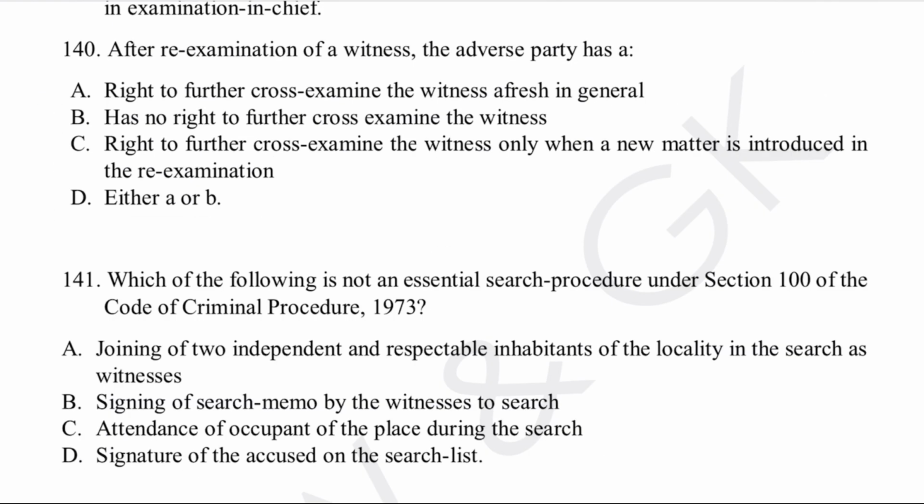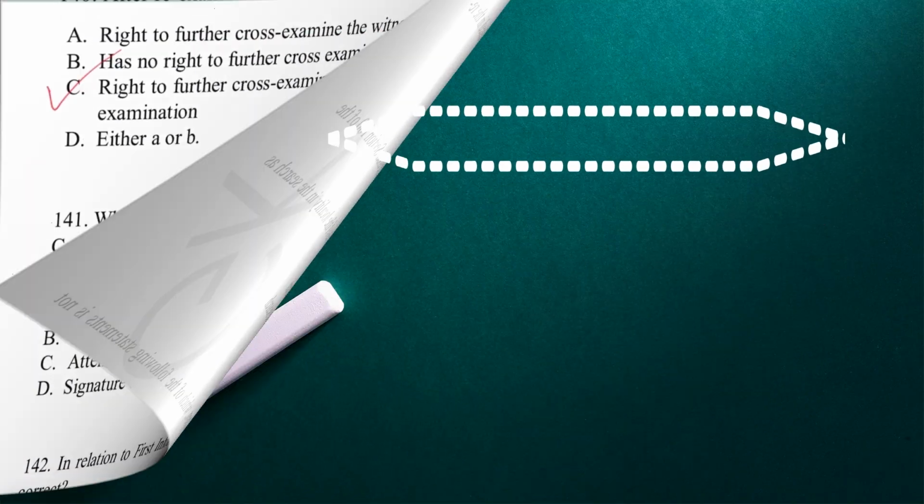Now come to question number 140. After re-examination of a witness, the adverse party has the right to further cross-examine the witness afresh; in general, has no right to further cross-examine the witness; or option C, has the right to further cross-examine the witness only when a new matter is introduced in the re-examination. The right answer is option C. Re-examination of a witness is mentioned where? Under Section 138 of the Evidence Act.